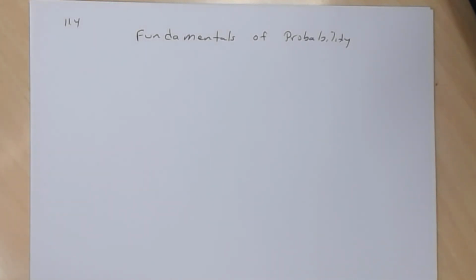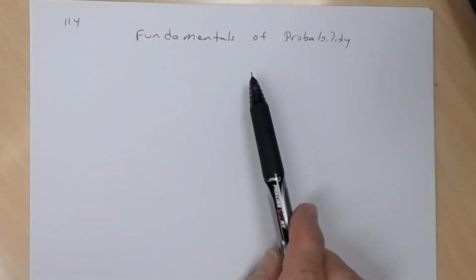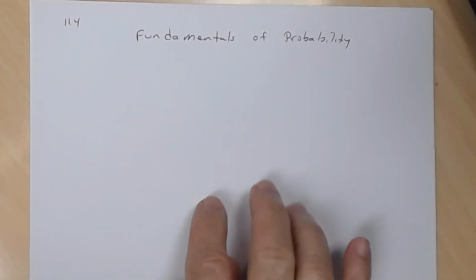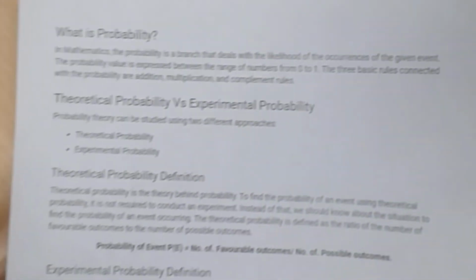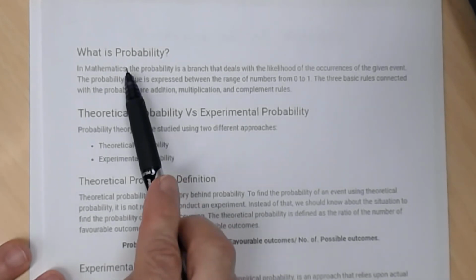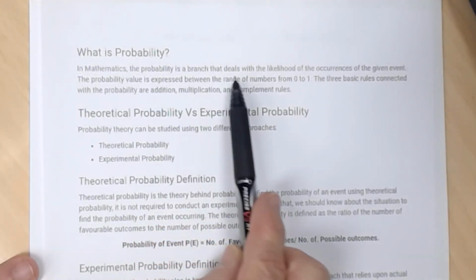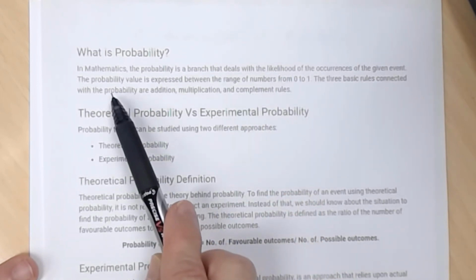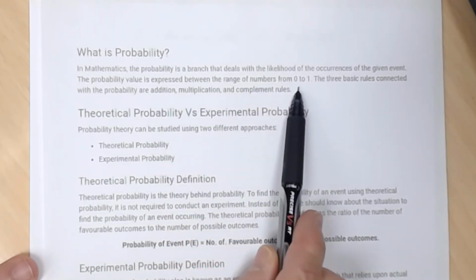Okay, so this lesson focuses on the section that's called Fundamentals of Probability. We're going to talk mainly in this part about theoretical probability, but about probability in general, and this is in Canvas. So what is probability? In math, probability is a branch that deals with the likelihood of the occurrence of a given event. The probability value is expressed between the range of numbers from 0 to 1.